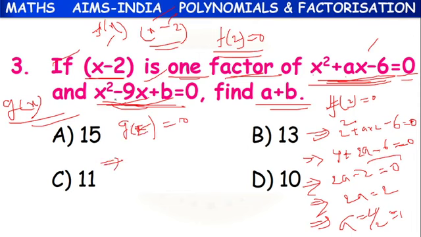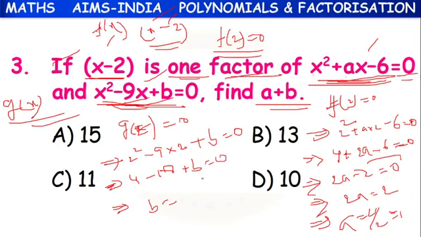g of 2 equals 0. Means 2 square minus 9 into 2 plus b equals 0. 2 square means 4, minus 9 into 2, 18, plus b equals 0. So 4 minus 18 is minus 14. If minus 14 goes to that side, it will become plus 14. So a value we are getting 1, b value we are getting 14.